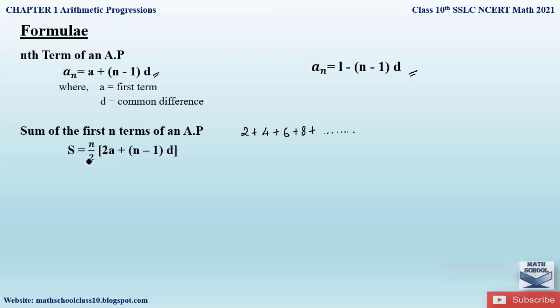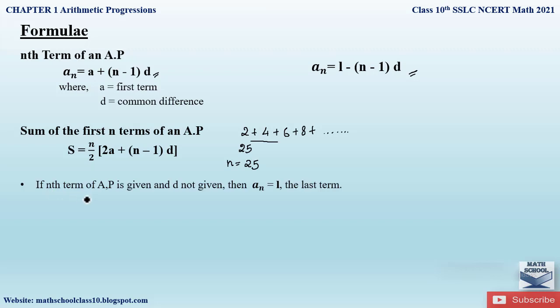So for that we have a formula, that is the sum is equal to n by 2 into 2a plus n minus 1 into d, where again here a is our first term and d is the common difference and n is the number of terms which you have to find out. So if they ask you to find the sum of 25 terms, then the n value will be equal to 25. So here you will substitute the value of n as 25, given a and d.